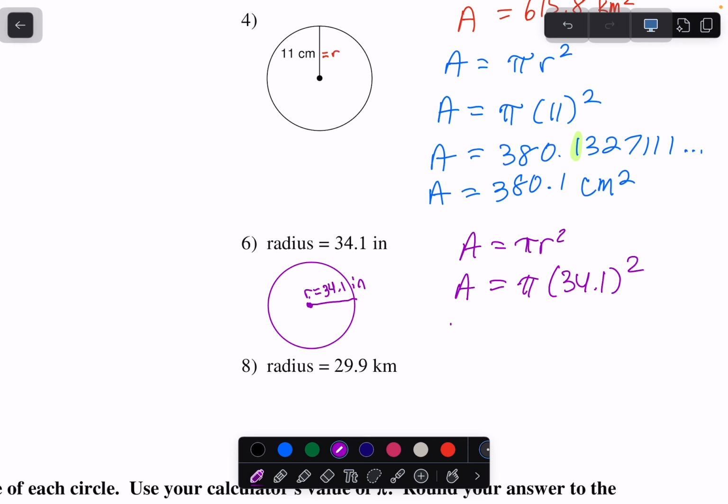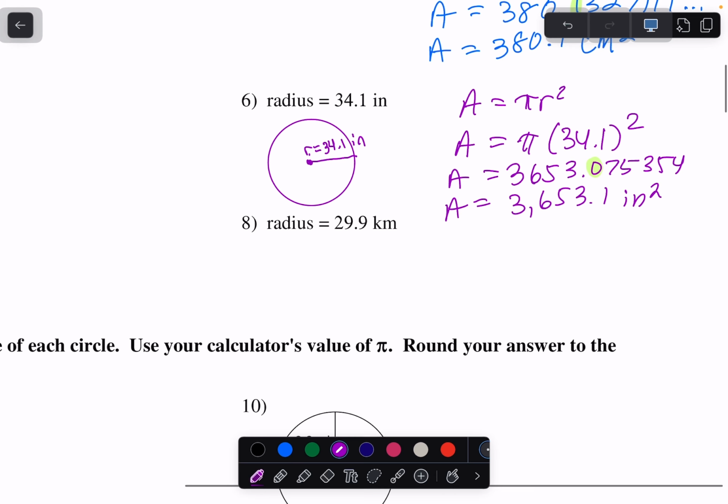Practice again, put it into your calculator, pi times 34.1 squared. Again, I'll show you what the calculator reads. We're going to look at that tens place. Do we need to round this one? Yeah, right? That's after the 0. There's a 7. We have to round it up to 1. So that's going to be 3,653.1. And our units were inches, so that would be square inches.